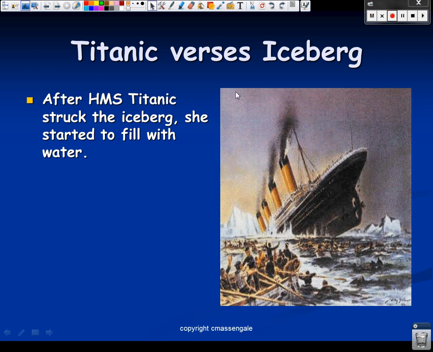Now, and you've all seen the movie, the reason that it tips up is because it started filling in the front compartments, right? So it didn't fill evenly, it went from compartment to compartment. So the front end was heavier than the back end. So that's why it did tip up.